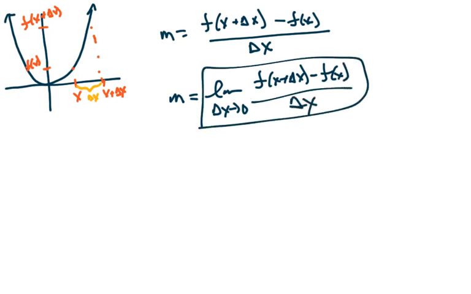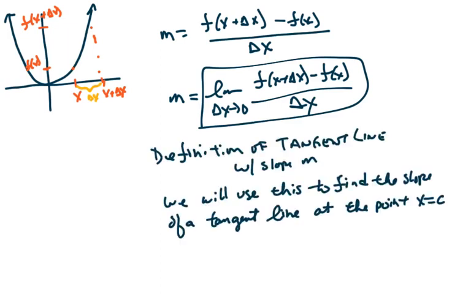You were working on some of those problems in the previous chapter, going through some of those limit problems. It's really a limit problem, but it's the definition of a tangent line with slope m. And we will use this to find the slope of a tangent line at any point c. So let me go ahead and show you an example of how this is going to work.